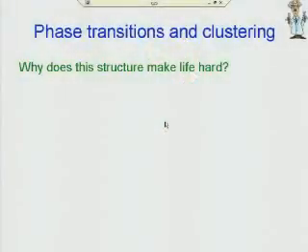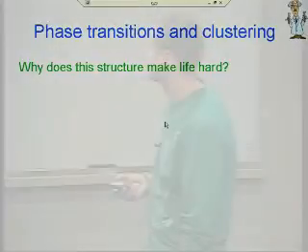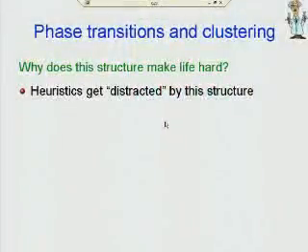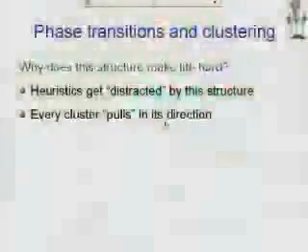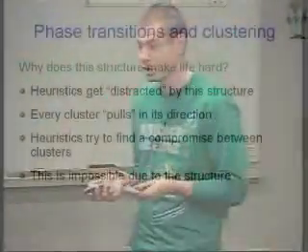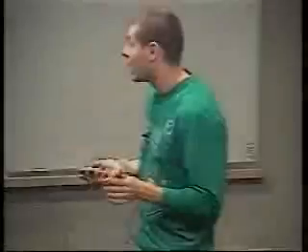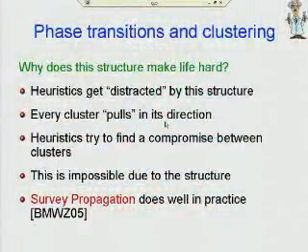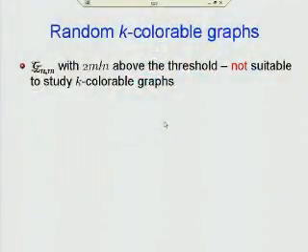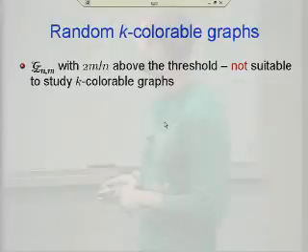Okay, so having said that, this structure obviously makes life harder for the heuristics because they can get distracted. Every cluster moves in its direction, maybe they try to find some compromise, and there is nothing in between, as was just said, and the algorithm fails. However, survey propagation, as claimed, does well on such instances, so it is supposedly tuned to this clustered energy-level configuration.